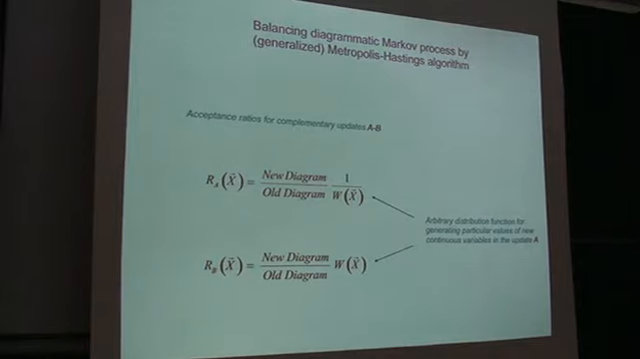And this function is up to us. It affects only the efficiency of the algorithm, but not the final answer. The final answer does not depend on this function. Of course, to have the algorithm most efficient, we want the acceptance ratio to be close enough to unity. 0.5, say, would be very good, almost perfect, so that we really update the configuration rather than reject most of the proposals. So that's basically the idea.